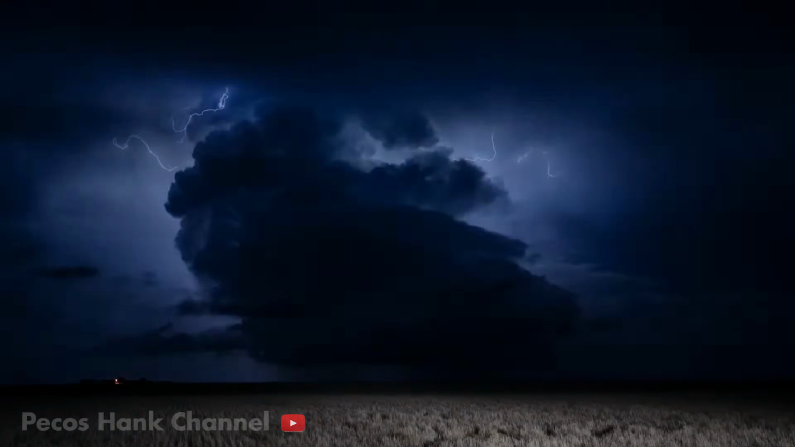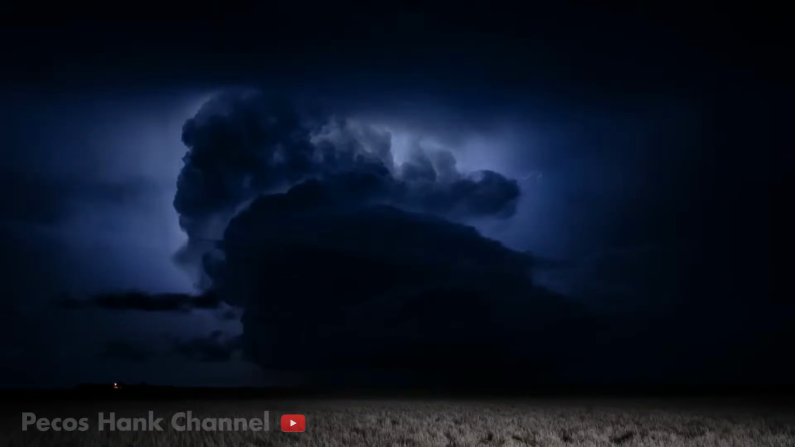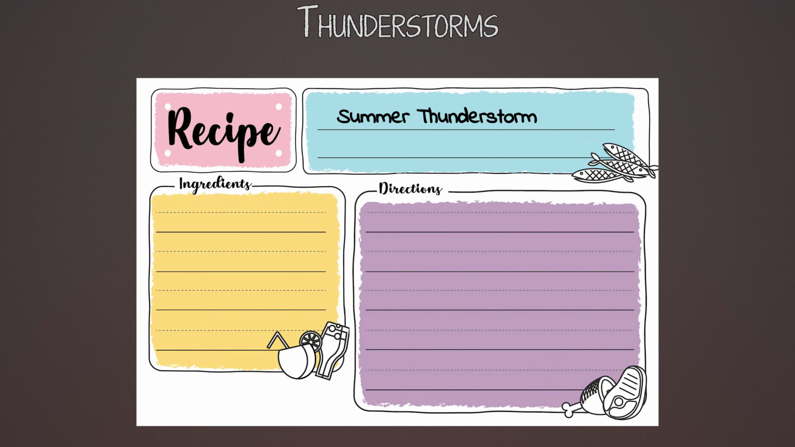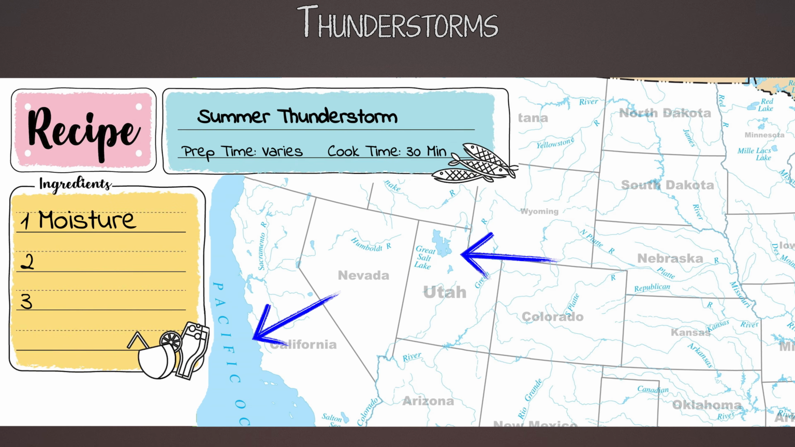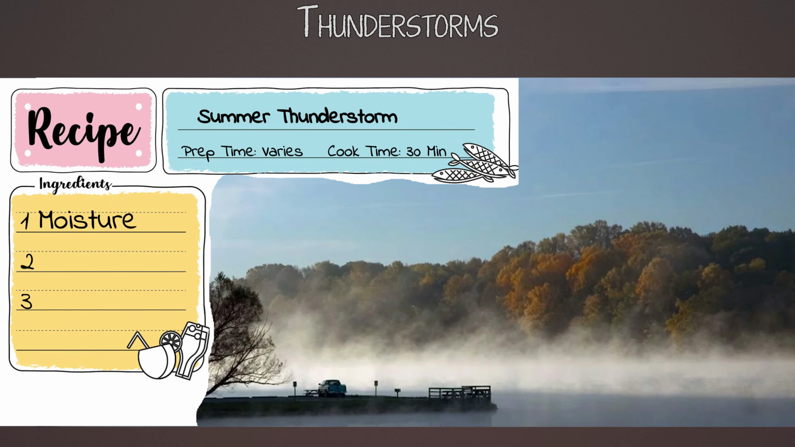Thunderstorms are some of the most violent types of weather that we see. To make a thunderstorm, we need 3 ingredients. We'll mix them together and bake for 30 minutes. Moisture is first on our list, and we can find it at our local ocean or neighboring lake. Water evaporates and becomes water vapor, and there's our moisture.